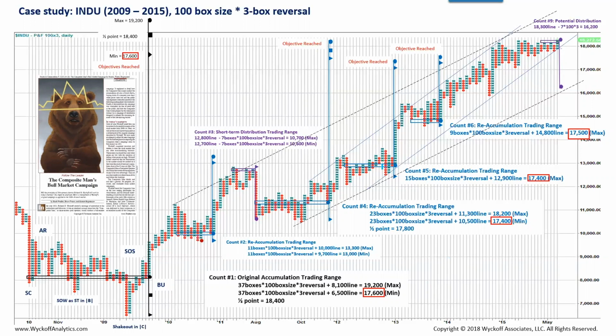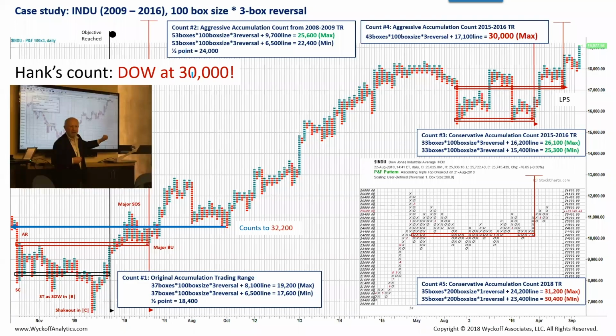So here are a series of reaccumulation counts on the way up. These objectives all were reached on the way into the final count of 18.4, 19.2. So then Roman and I did an additional count where we took this area that was the 2015-2016 reaccumulation structure and counted this. It counted up to a maximum count of 30,000. Here's another count that we did based on the climactic structure of January 2018.